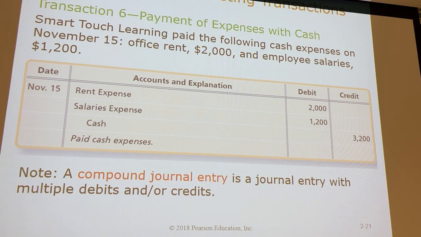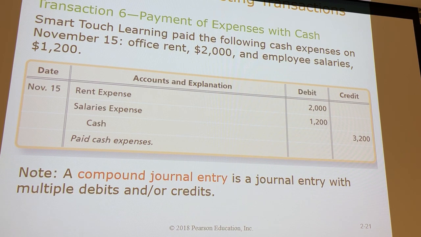Okay, then next, Smart Touch Learning paid the following cash expenses on November 15th. Office rent, $2,000, and employee salaries, $1,200. So expense accounts, we know go up with a debit. So we debit rent expense, $2,000. We debit salaries expense, $1,200. And then there's only one account here that we have to credit, which would be cash, and that would be $3,200.